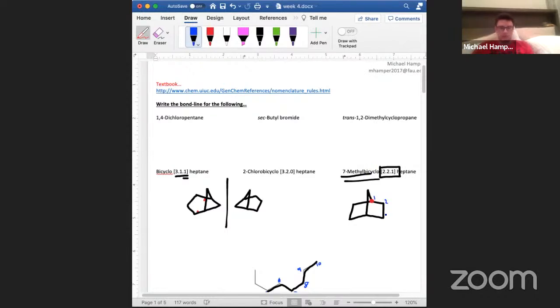So that's 1, 2, 3, 4, 5, 6, and another pattern if you want to know it: your last numbered carbon is always the one on the bridge itself. 7. Now there's something else on this molecule. What is it and where? There's a methyl on the 7. Boom. That's the molecule. Now you're done.